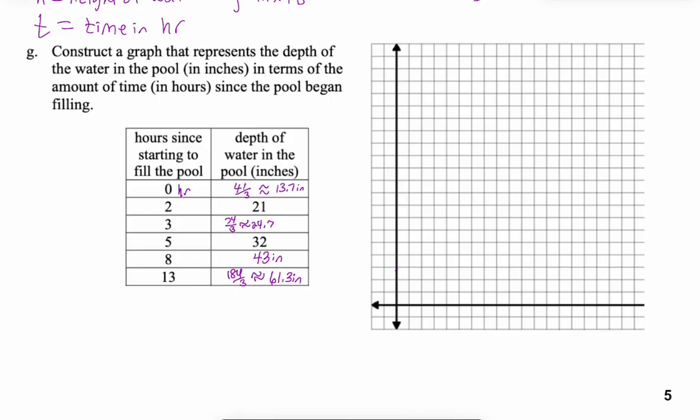Okay. Now, that leads us to G. It says construct a graph that represents the depth of the pool in inches in terms of the amount of time in hours. So see where it says in terms of, that means the in terms of one is going to be our X value. So this is going to be time in hours. And this is going to be the depth in inches. So remember, you want to label your information. Now, both of those pieces of information are positive things. That's why we only need the first quadrant, the positive positives, which is good.